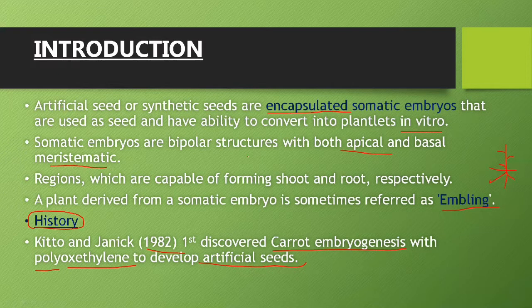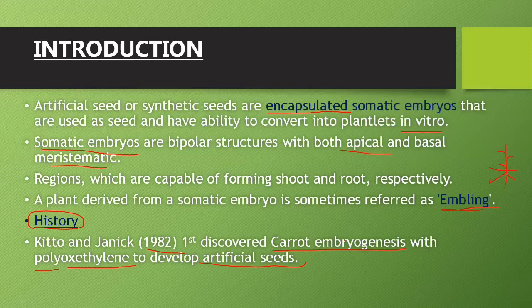Somatic embryos are bipolar structures with apical and basal meristems. These apical and basal meristems are actively dividing, and they can form shoots, roots, or both. A plant derived from a somatic embryo is sometimes referred to as an embling.